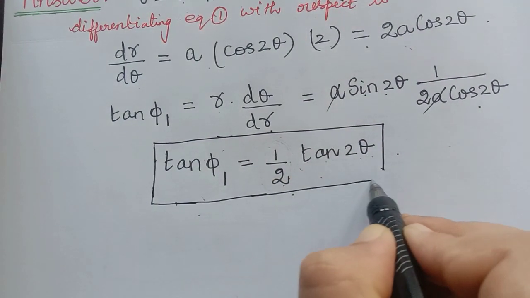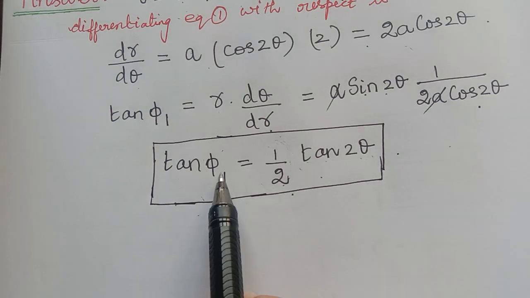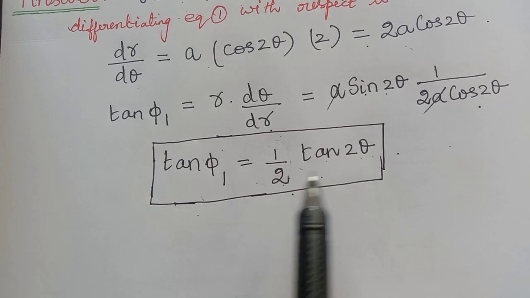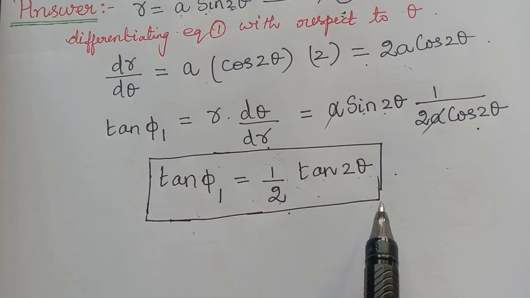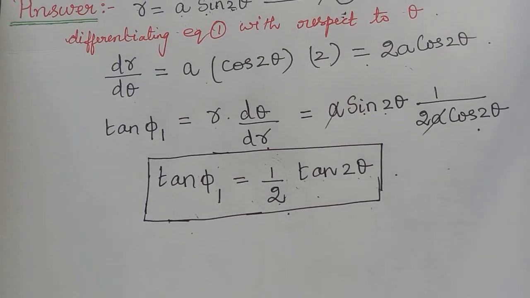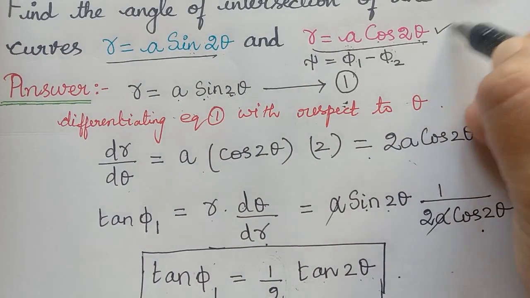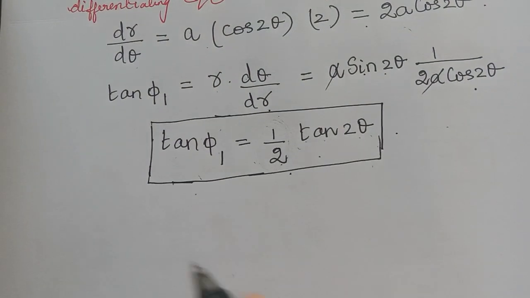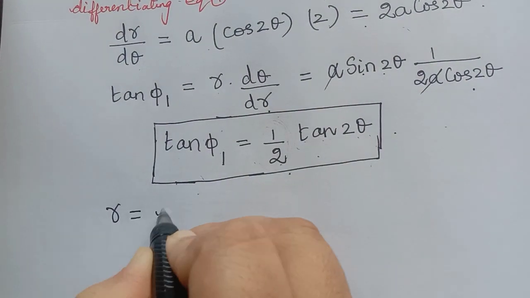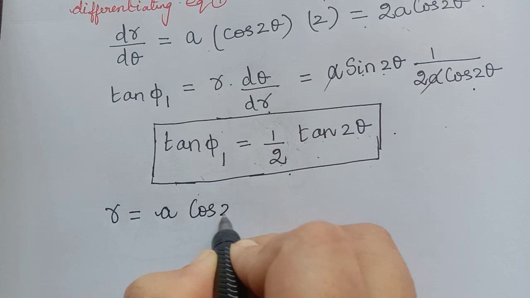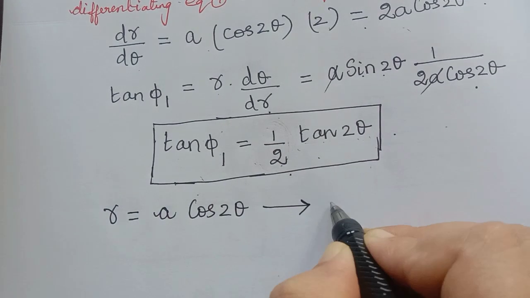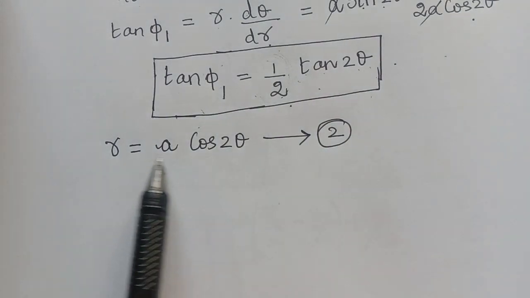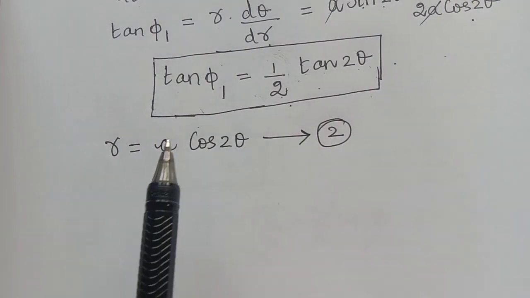So just make a mark of this, that is tan φ1 is equal to 1/2 tan 2θ. In a similar way, let us consider equation 2 now. What is equation 2? The other curve, that is r equal to a cos 2θ. We shall mark this as equation 2. Now further we have to differentiate equation 2 with respect to θ.